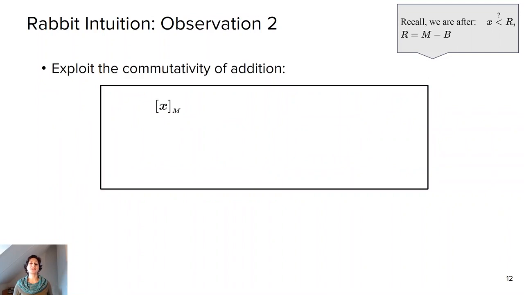Our second observation is that we can exploit the commutativity of addition. So first, I'd like to draw your attention at the callout at the top right of my slide. So remember, what we need to compute is a Boolean value whether x is less than capital R. And for ease of presentation, we are using a capital B variable in our diagram. Remember that capital R equals m minus that constant capital B. M is our modulus quantity.